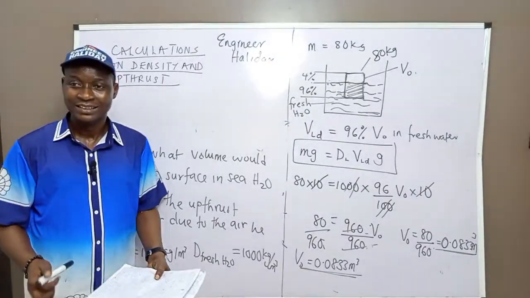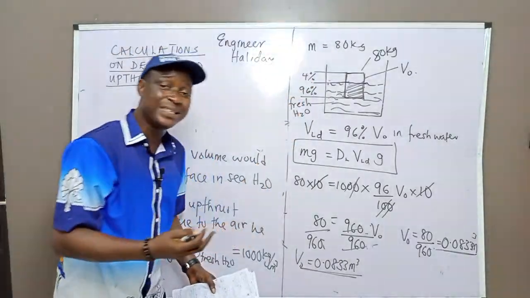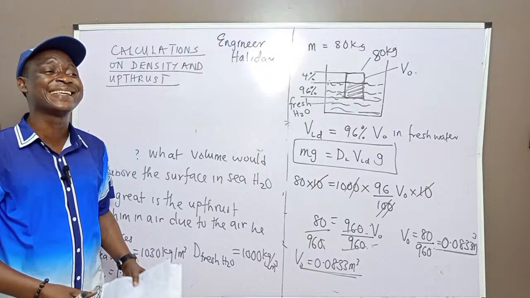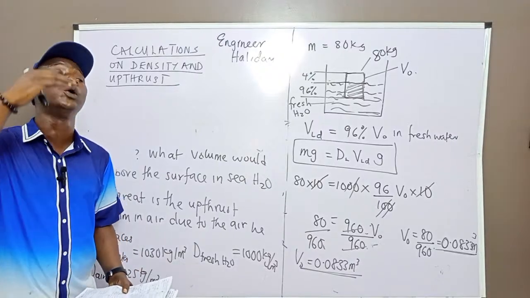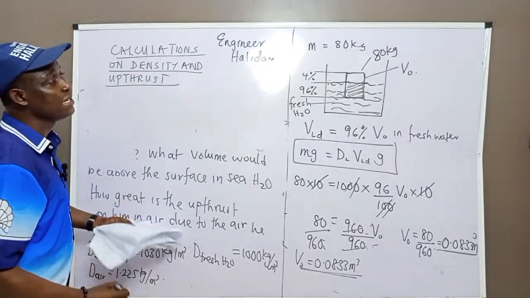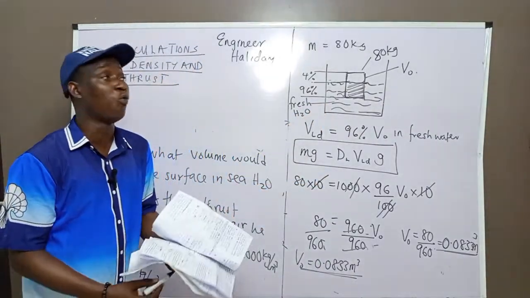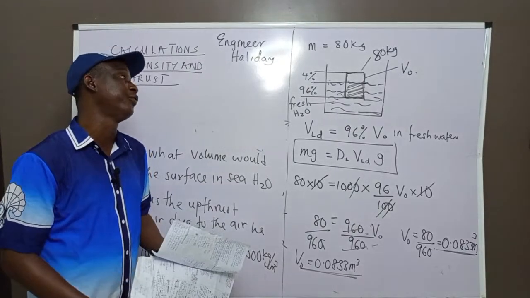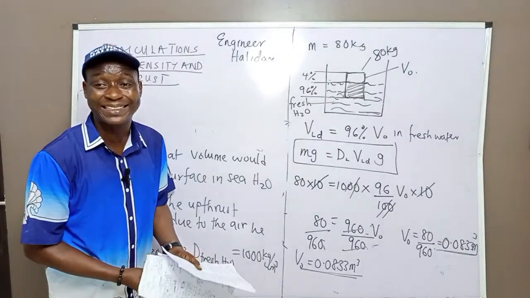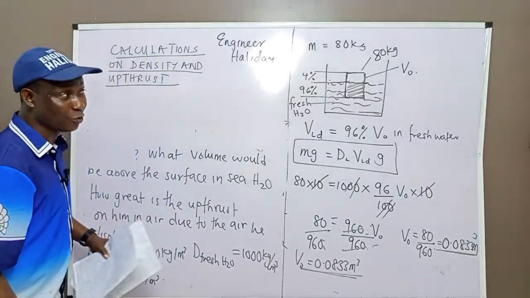I've said that the volume of the object displaced in fresh water will be the same as the volume of liquid displaced in seawater. It's just that the sinking level, the volume that will be above the water, will not be the same. Don't forget that it will sink more in fresh water than in seawater. That means you have a higher percentage above the seawater than fresh water, because fresh water has a lesser density. It's lighter water compared to one that is heavier based on their density. So take note of that.